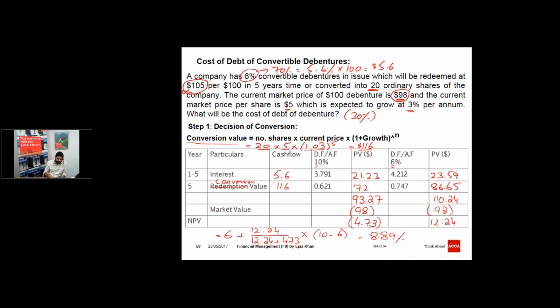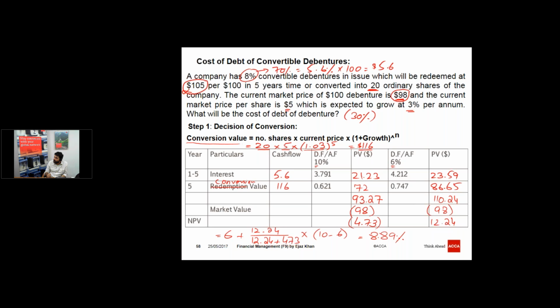So this is the only difference between a redeemable debenture and convertible debenture. So all you have to do is to first find out whether we'll be having the redemption value at the end of 5 years, or we'll be getting shares against it. This is the only difference between these two. So I got 8.7%. It's okay. That's not a big difference, Simran. 8.7 or 8.89. There's no big difference between that.